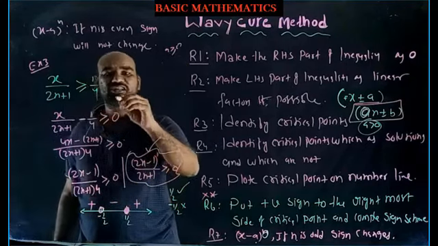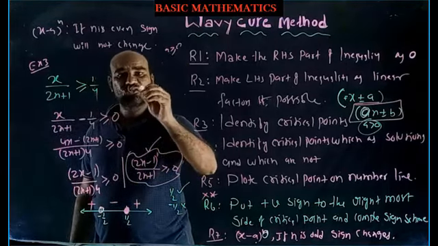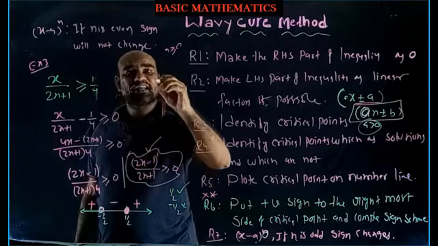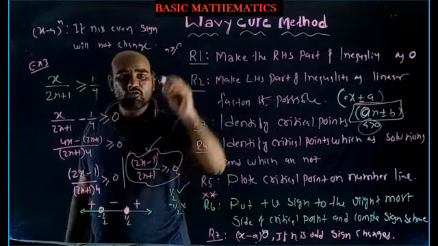So I want to write the solution here. Therefore, x belongs to minus infinity to minus 1 by 2. Minus 1 by 2 is not a solution, no? Open bracket.